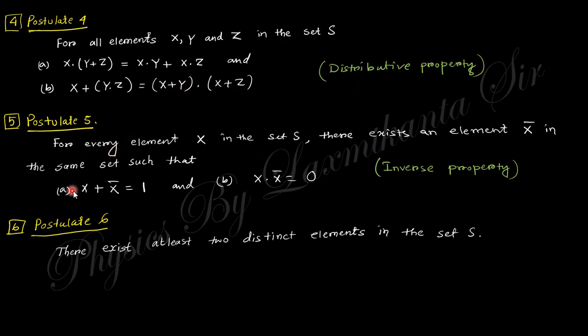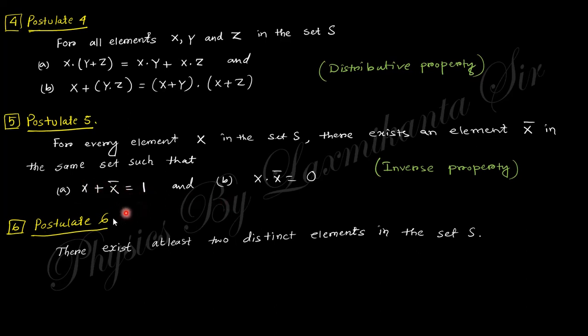Next is the inverse property, that is x plus x bar is 1, x into x bar is 0. You can prove all these things if you put the two values of x, one is 0 and another is 1, then you can easily prove all these postulates. Because in digital circuits there are only two values, 0 and 1, binary values. So suppose x is 0 and this is 0 bar, 0 bar is 1, so 0 plus 1 is 1. And if x is 1, and this is 1 bar, that is 0, 1 plus 0 is also 1.